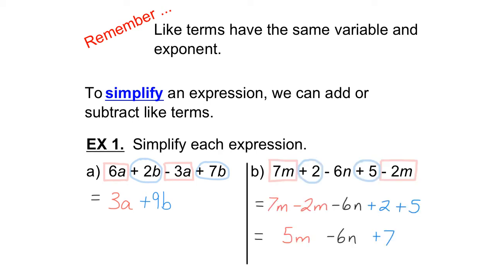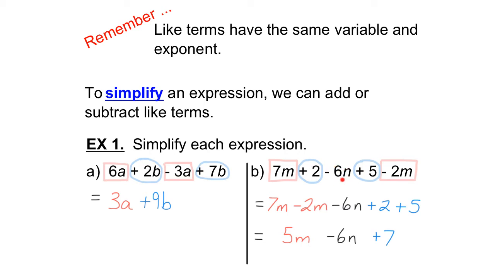First, you want to identify your like terms. So 7m has a like term. Not here, not here, not here. This one, they both have m. Those are like terms. Plus 2 and plus 5 are like terms because they're both constants.